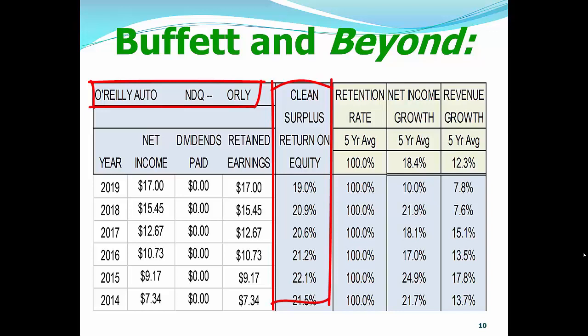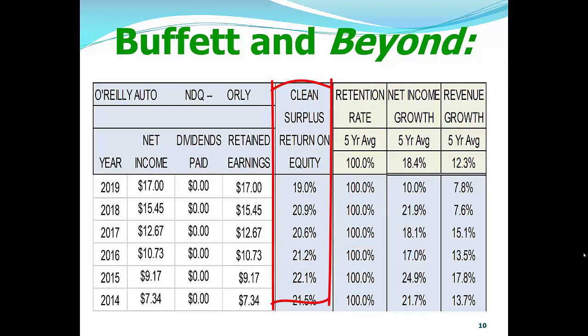So we went over O'Reilly Auto this week for our stock analysis of the week to our subscribers and those of you who are receiving our 30-day free trial subscription. And O'Reilly Auto had a clean surplus return on equity of 19%. So it's about 3% under that of Home Depot. But O'Reilly is taking all of the money it's making and putting it back into the company in order to grow.